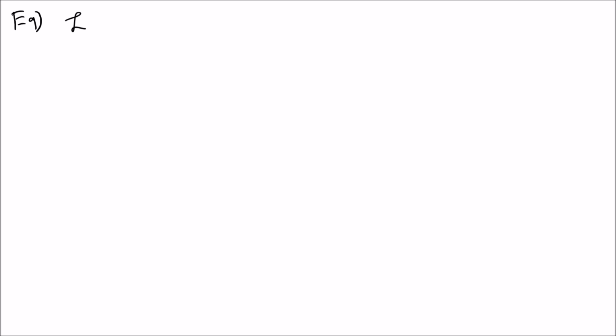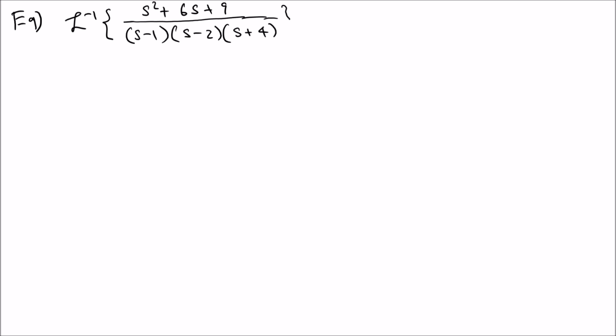So let's say L inverse of this problem: s squared plus 6s plus 9 over, let's say, s minus 1, and then s minus 2. You can put some numbers you like, but don't put s plus 3, because then it's going to be a factor of the top and there are some issues. So let's say s plus 4, not 3 but 4. Good. Okay, so the same idea, we can write the partial fraction first.